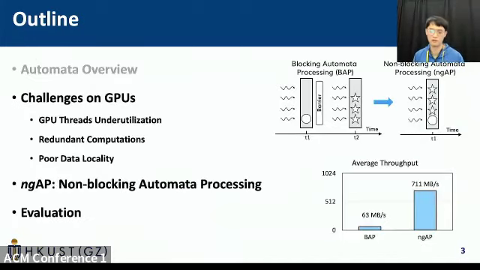So today I'll talk about some challenges when we are trying to deploy large-scale automata on GPU and how we address them with long-blocking automata processing.